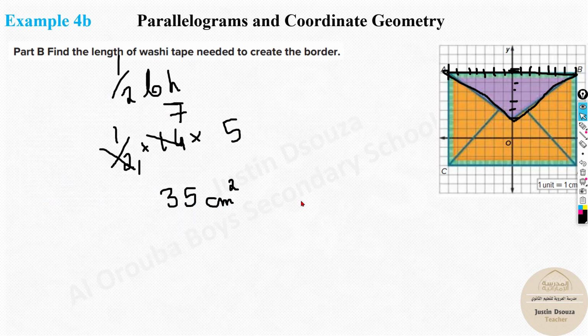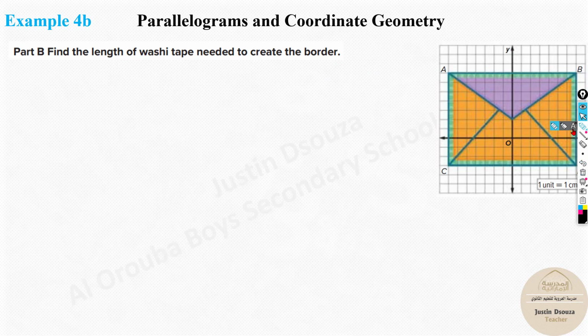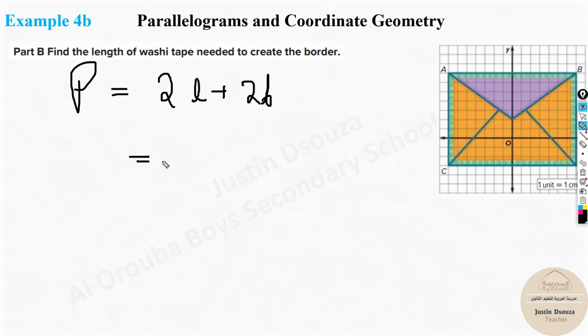Now let's go to the second part. That will find the length of the washi tape needed to cover the border, the ends, the perimeter. Now we need to find perimeter. What is the formula for perimeter? This is a rectangle, right? What's the perimeter of the rectangle? It's 2 times length plus 2 times breadth. What is the length? Length of base? We can count. We counted a while ago. It's 14.